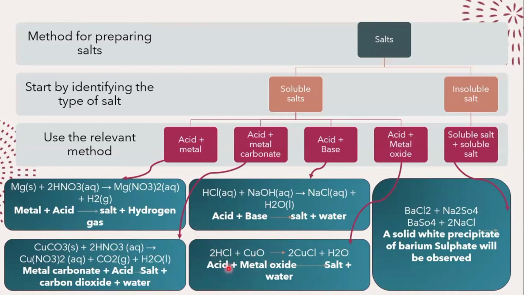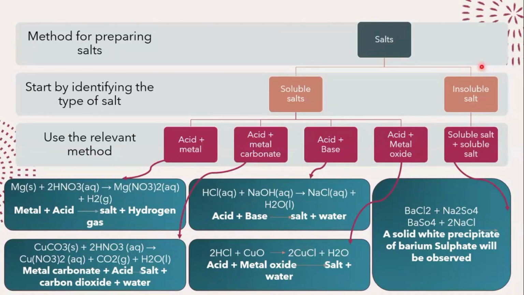So I can also take an acid and react it with a solid metal oxide and it will give me salt and water. So when it comes to soluble salt, the acid is the common thing. And then you can react the acid with different things. Either directly react with metal, or with some carbonate, or with an alkali, or with an oxide, doesn't matter. Any of these four possibilities will give you your salt.